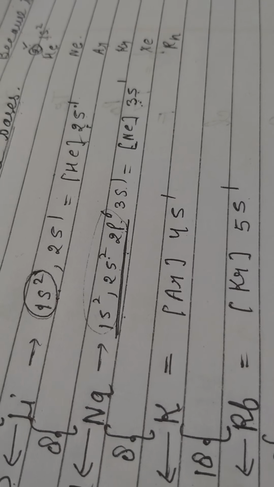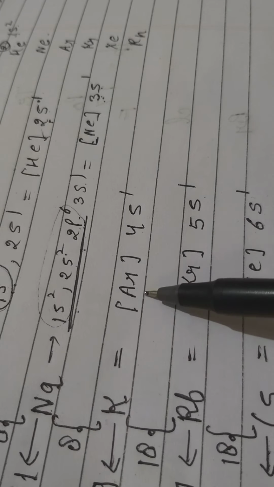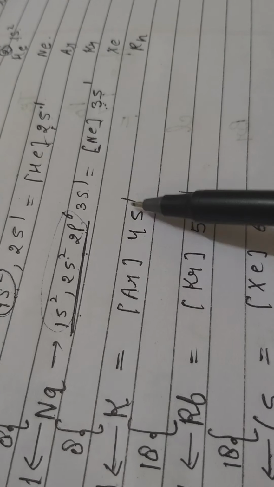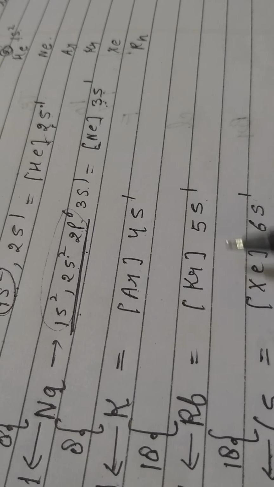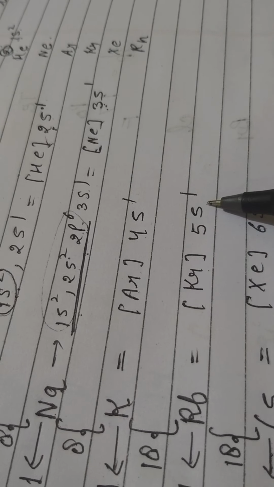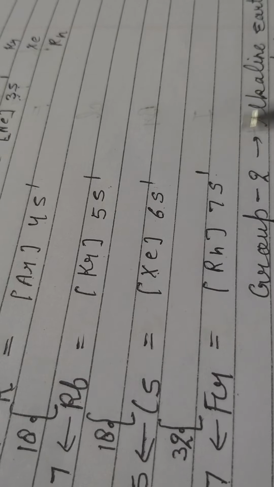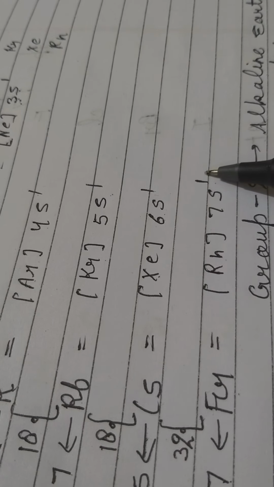For potassium, argon comes in the third period, so we write argon, then 4s1. After argon comes krypton, and then 5s1 is written, then xenon 6s1 is written, and after that radon is written, then 7s1.